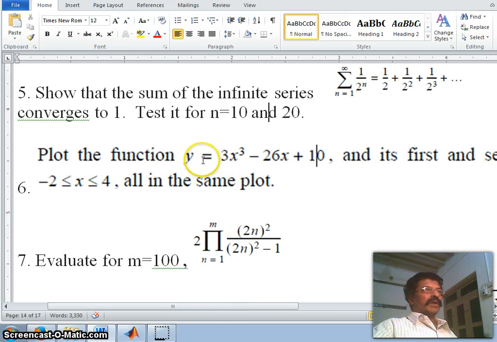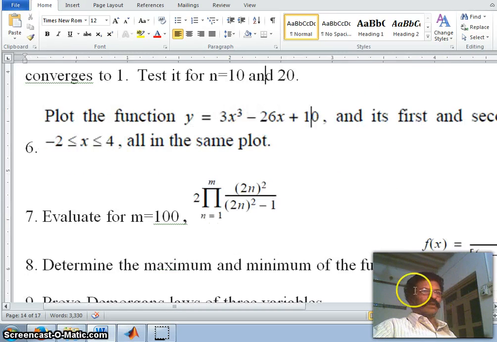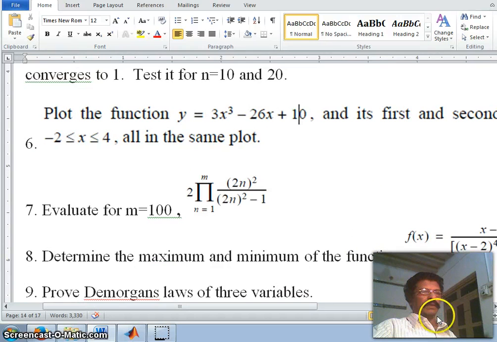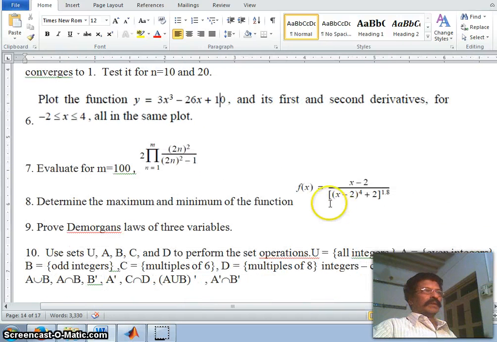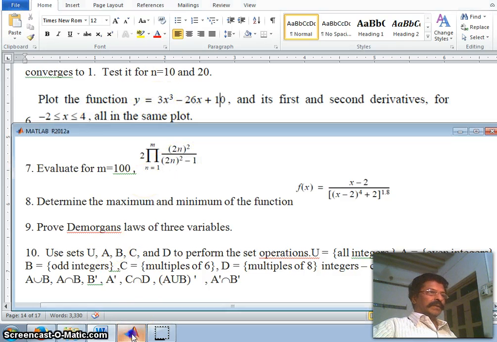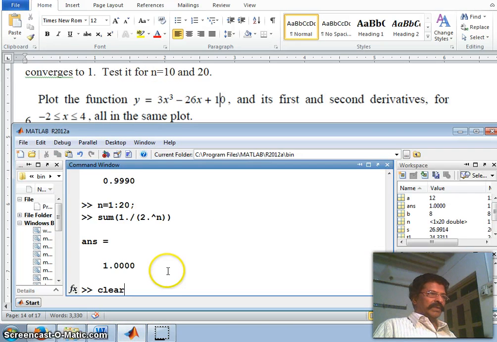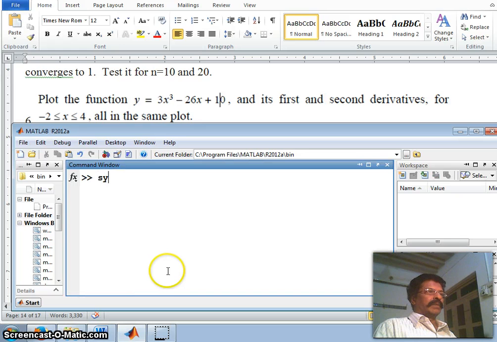Right, then this one: plot the function y equals x square and its first and second derivative. This one is a little bigger problem. So here plot the function y equal to 3x square and its first and second derivative for -2 to 4, all in the same plot. This is very simple. So let us clear the memory locations, clear the command window. Let us declare x as a symbol.